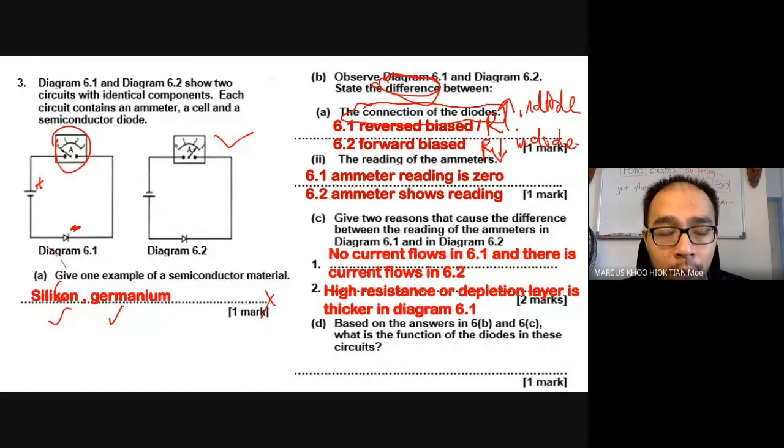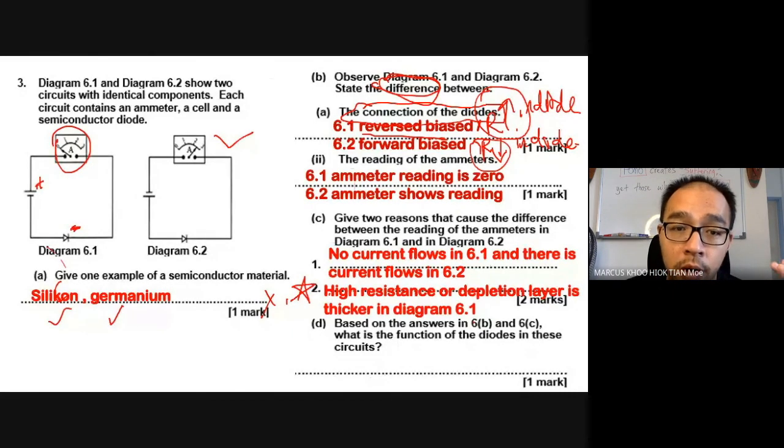I want you to start this statement: it's very important. High resistance in diagram 6.1. Or if you don't want to start this statement, at least remember that when we're talking about reverse bias, we're talking about a high resistance situation. When the resistance is high, not enough current is going to be able to flow. In a forward bias situation, the resistance is much less, so current flows easily when resistance is small.